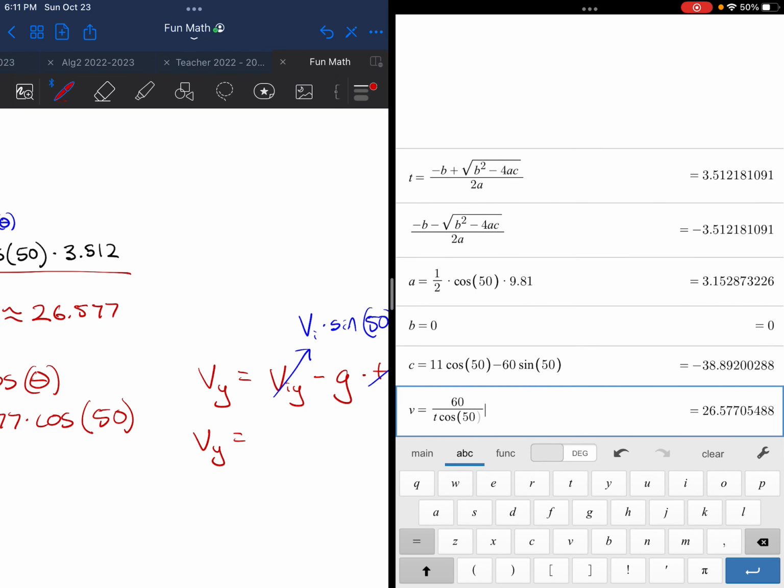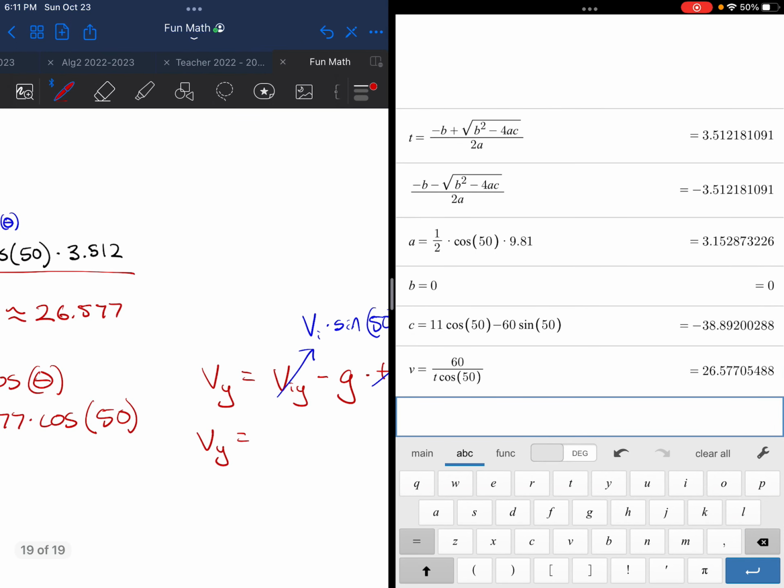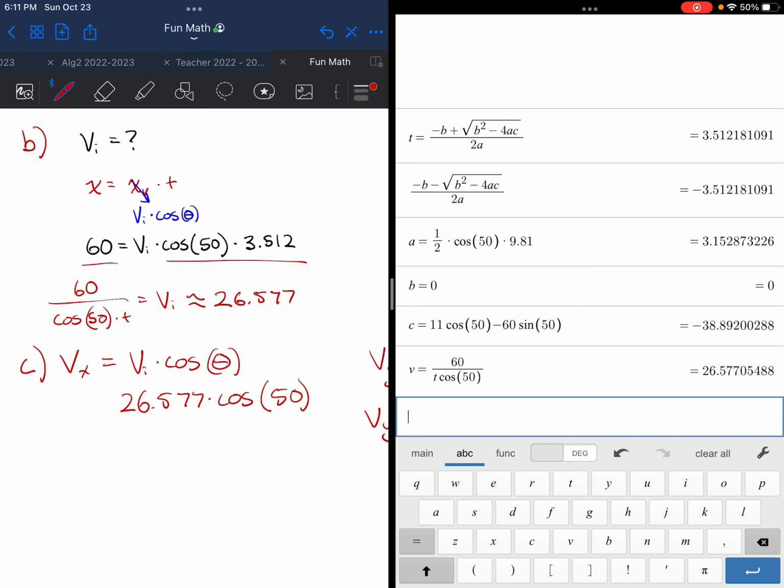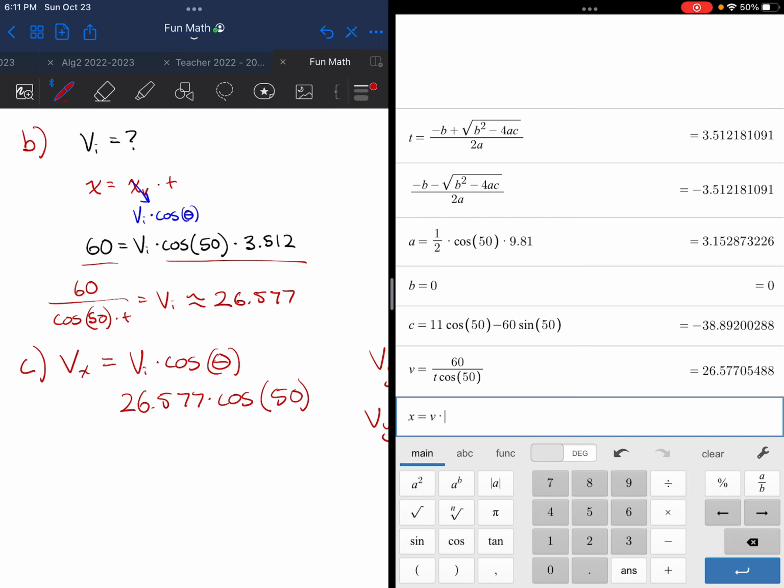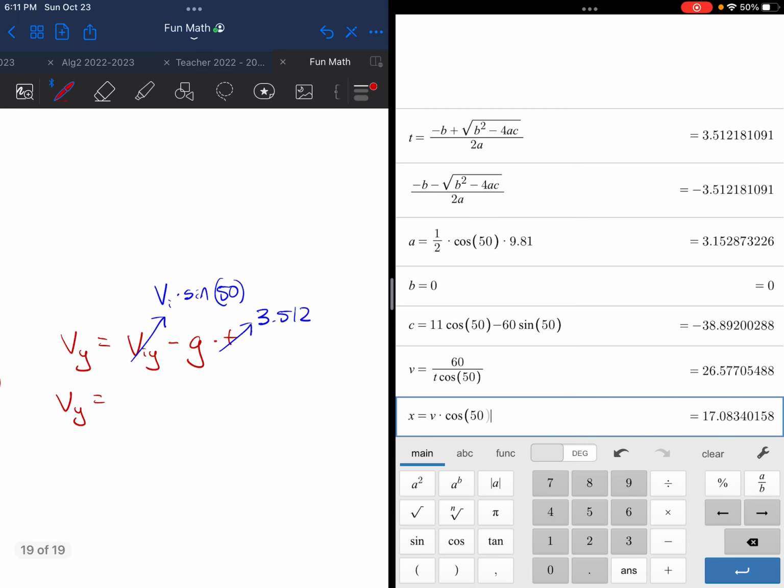All right. So this is going to be equal to, I'm going to call it x because I'm lazy. It's really the velocity in the x component. I'm doing that first equation, which is equal to the original velocity that I found multiplied by cosine of 50. Cool. And I can write that down. So this is roughly equal to 17.083, all over the place with my rounding. Three decimal places is kind of the consistency, I guess.